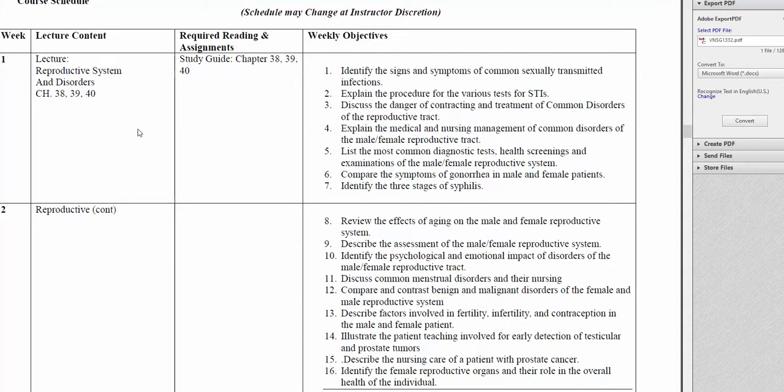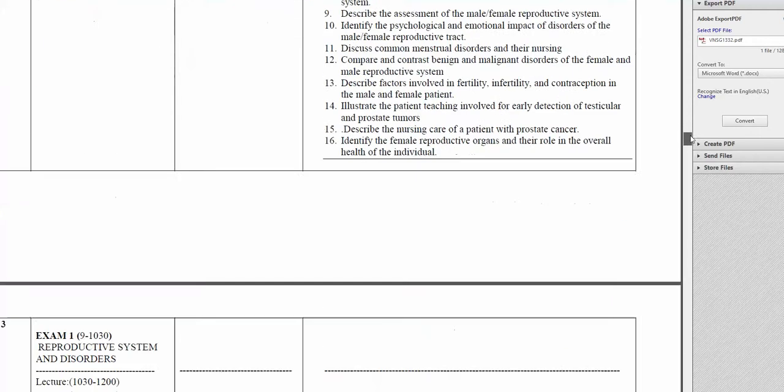For each specific topic, she has learner objectives. That's what you were doing, identifying learner objectives for your particular topic. These learner objectives are specific to the topic. So she had reproductive the first 2 weeks.